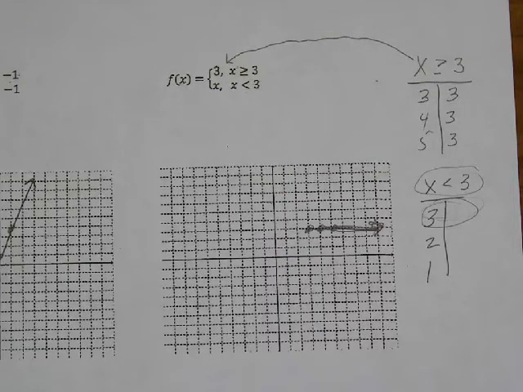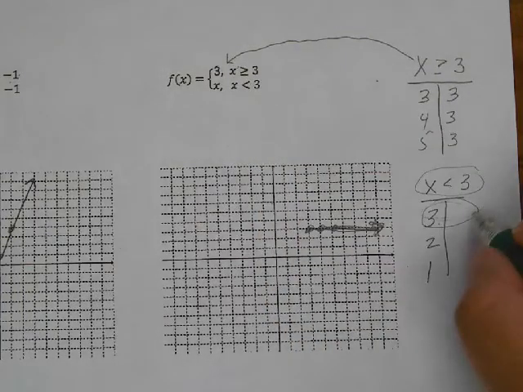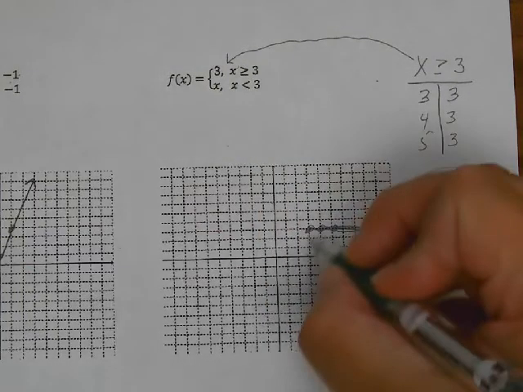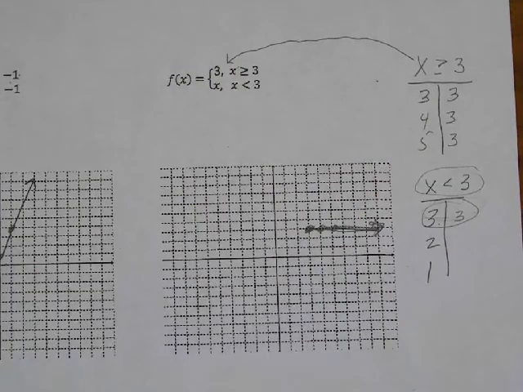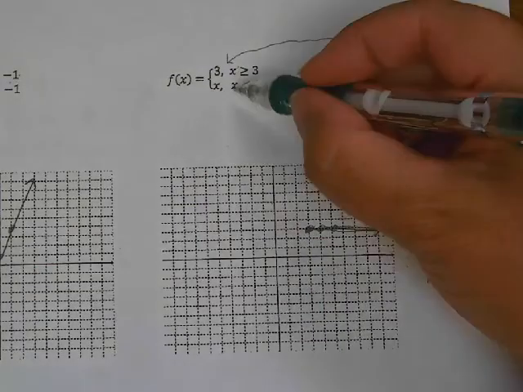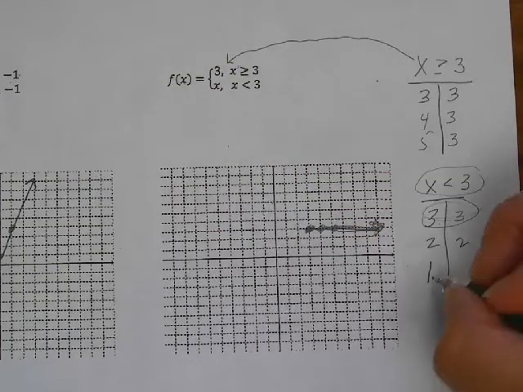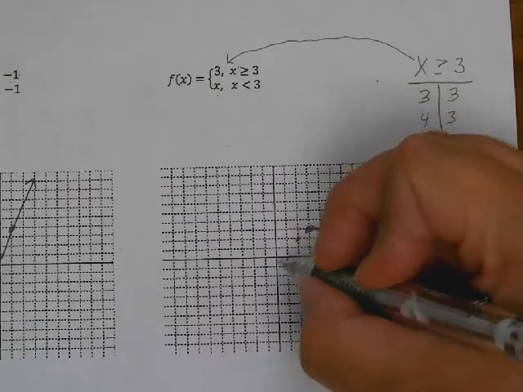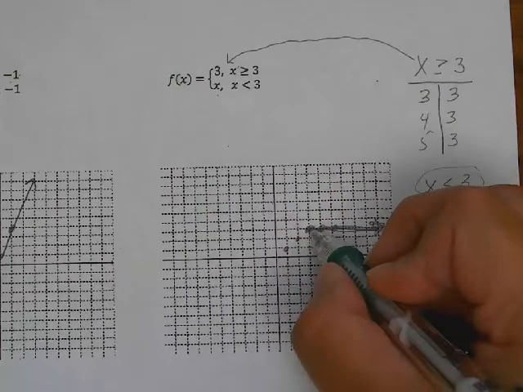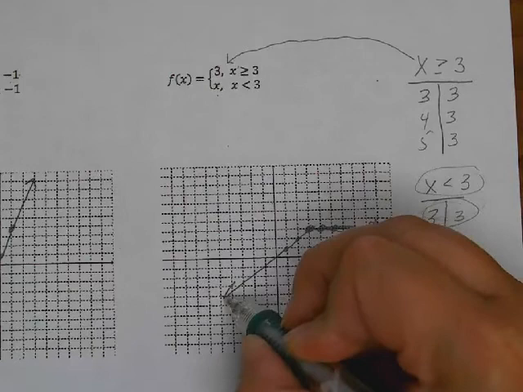The next one is a little different. So I'm going to put 3 into the equation, so I get 3. That means at 3, 3 there's an open circle, but there's already a closed circle there, so I don't need to change it. If I put 2 in for x, I just get 2. If I put 1 in for x, I get 1. So I have the points 2, 2, and 1, 1. So as I move away from that divider line, that line looks like this.